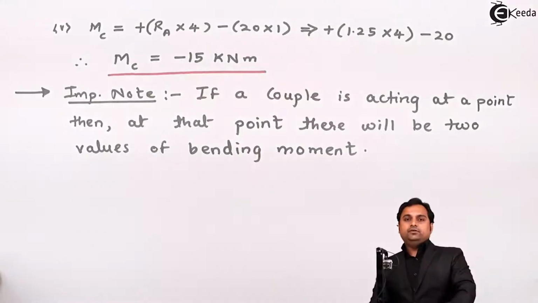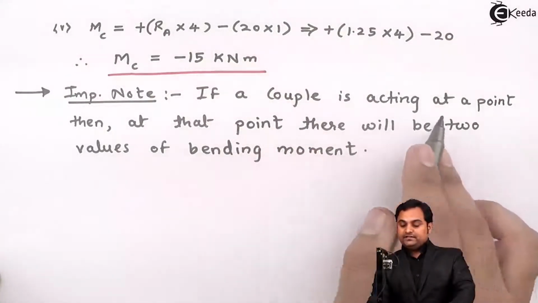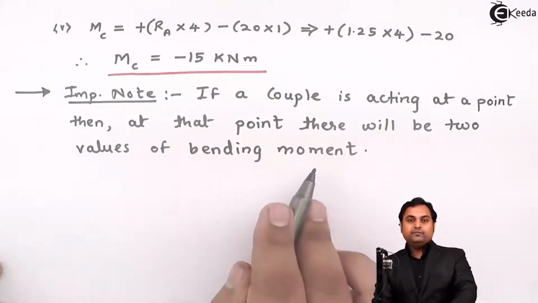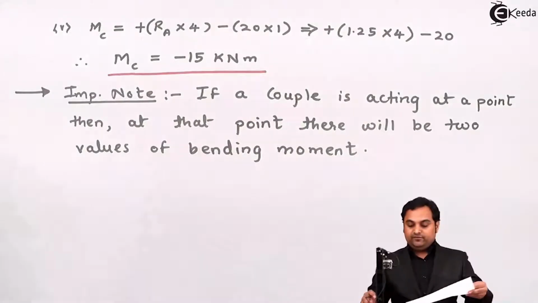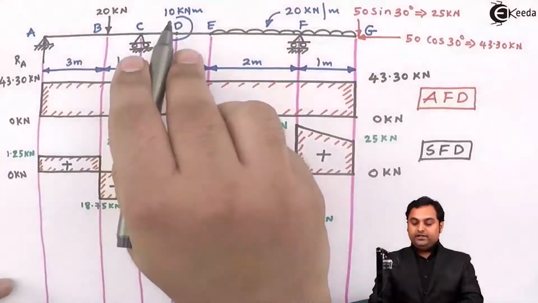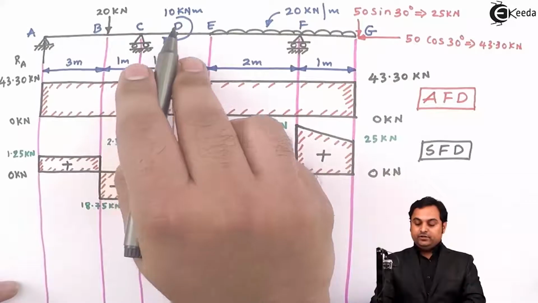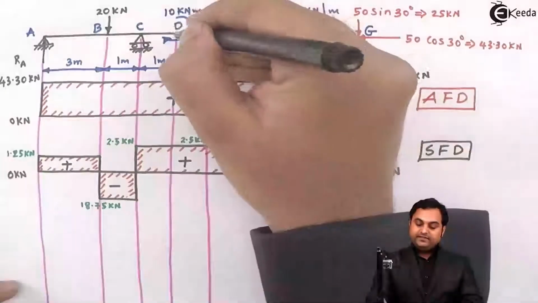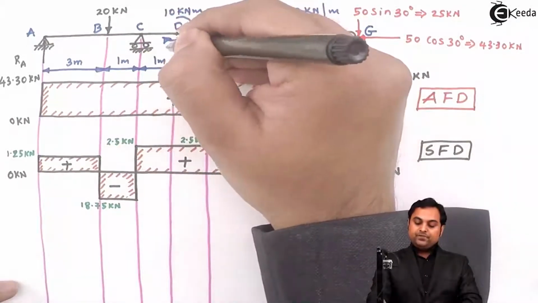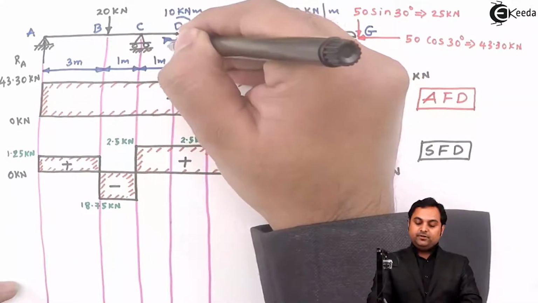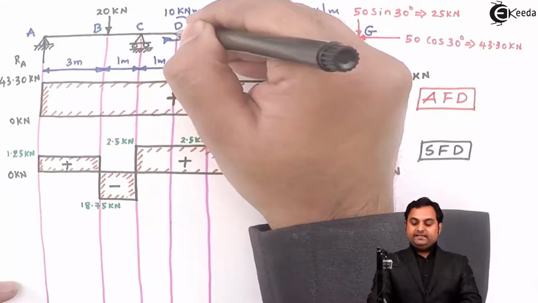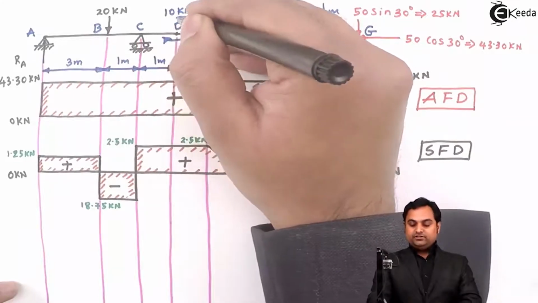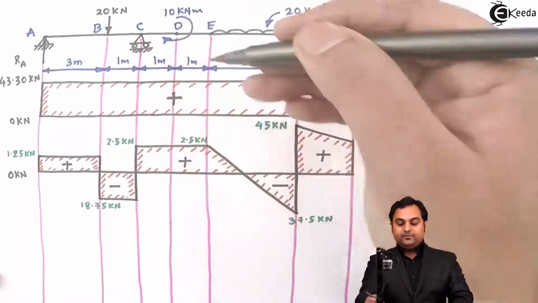So here I have written a note that if a couple is acting at a point, then at that point there will be two values of bending moment. For the given beam, at point D a couple of 10 kilonewton meter is acting. So at point D we are going to get two values of bending moment. First, by taking the section to the left of D, where this 10 kilonewton meter couple will not be there. Then taking the section to the right of D, where this clockwise couple will be there. So first, neglecting this couple, I'll calculate the bending moment at D.